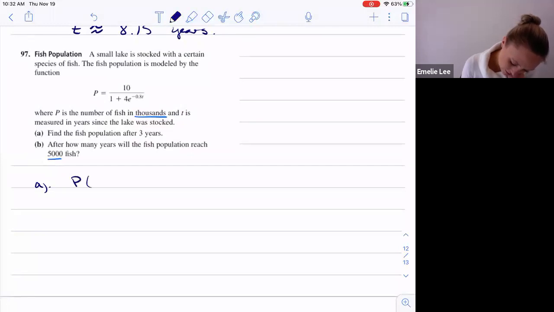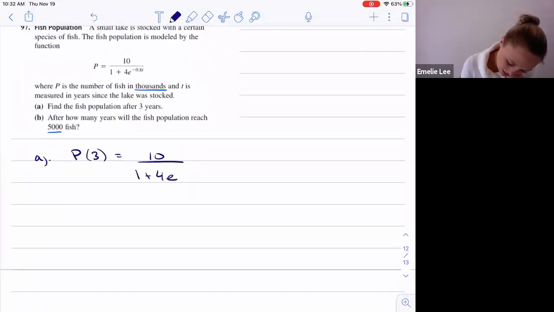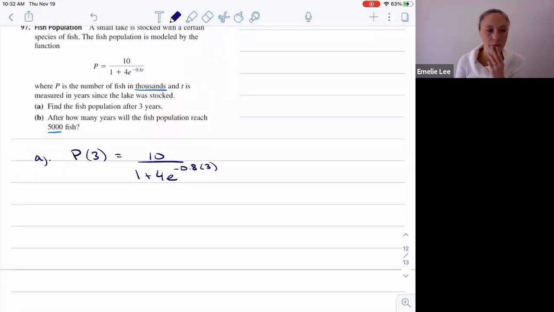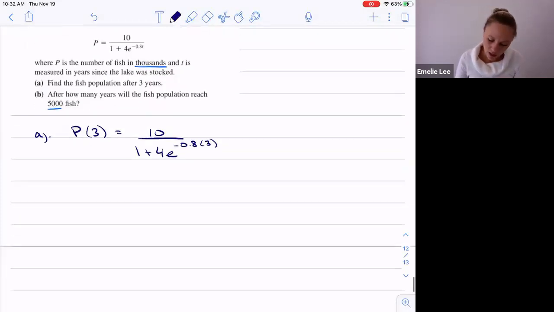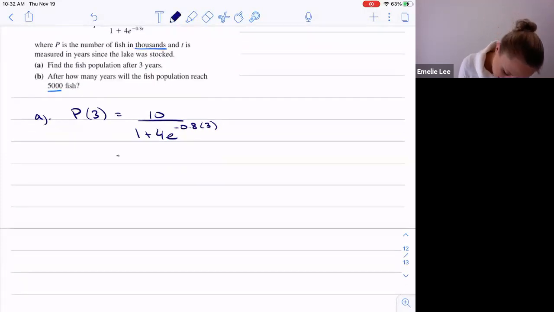So P of 3 is 10 divided by 1 plus 4e to the negative 0.08 times 3. This is just a matter of solving it, right? And just going through and simplifying negative 0.08 times 3, e to the power of whatever you found times 4 plus 1, and then divide by 10, or 10 divided by that. So we get negative 0.8 times 3 puts me at 10 divided by 1 plus 4e to the negative 2.4.